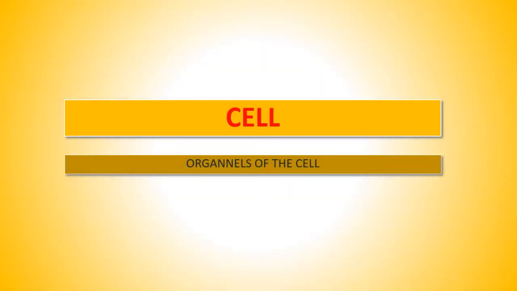Subject Biology for Class 9. Lesson 1. Cell and the organelles of the cell. First, let us see the structure of plant cell and animal cell.